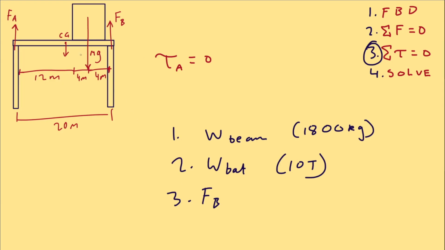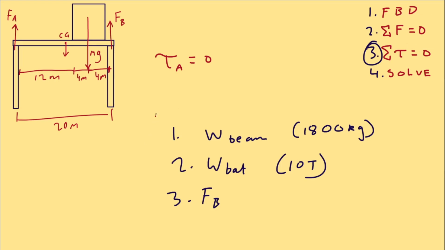So if we use torque and we use these distances as lever arms, aka distances from the pivot, then we will be able to isolate this unknown right here. And once we find the force of the right side pillar, we'll be able to find the force of the left side pillar using our force equation from earlier. That's the big picture idea.